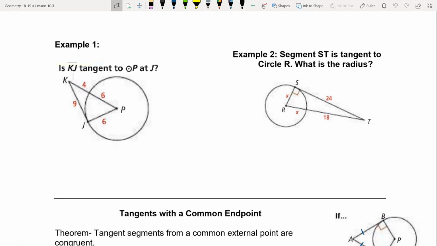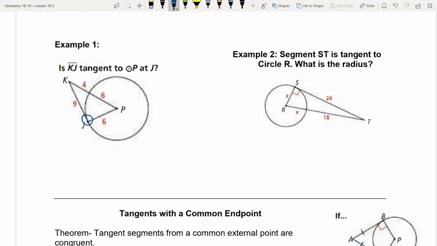So here you've got 2 examples. They want to know, is KJ tangent to this figure? So in other words, do we have a tangent? If we do, then Pythagorean theorem would work. If this is a right angle, Pythagorean theorem would work. So we can try it.